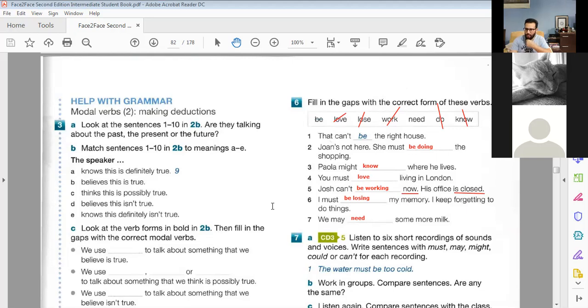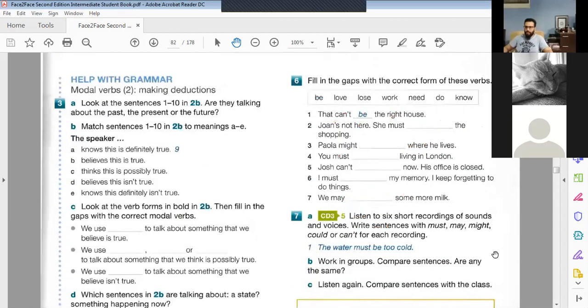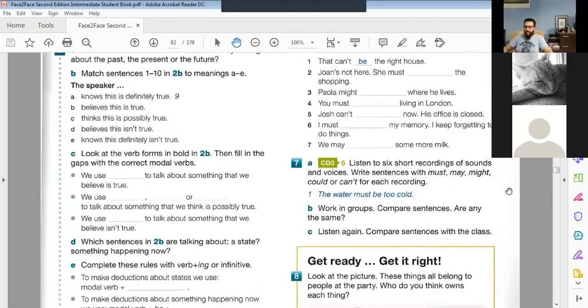Okay, let's move to number seven. Here they want you to listen to six short recordings of sounds and voices, and write sentences with must, may, might, could, or can't for each recording. I think I got the exercise. Maybe they're going to show you a situation, or talk about the situation, but you need to write the whole sentence from the beginning. So you're not going to hear the sentence, you're going to hear a situation.